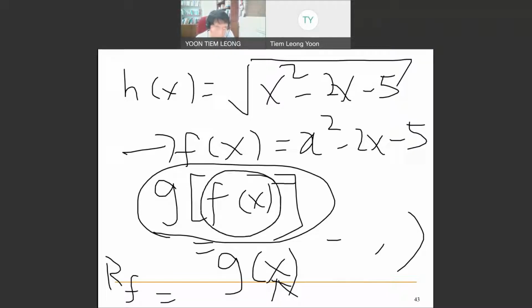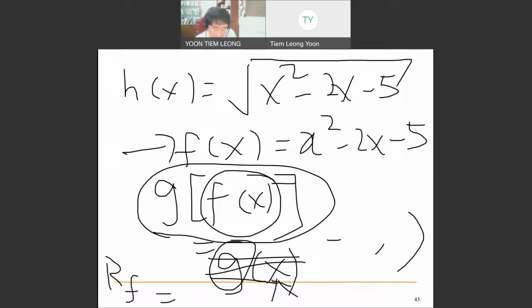So the range of function f is in the real numbers, right? All values of f of x, the range of f, is from minus infinity to positive infinity, and the domain of g of x is also minus infinity to positive infinity. Therefore, it is quite obvious that g of f is also continuous.